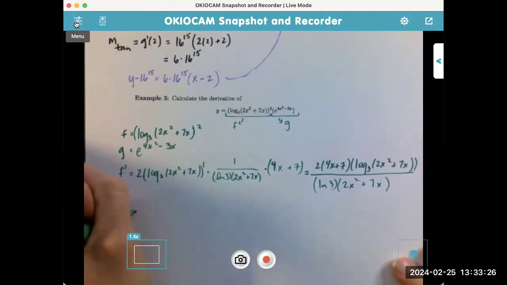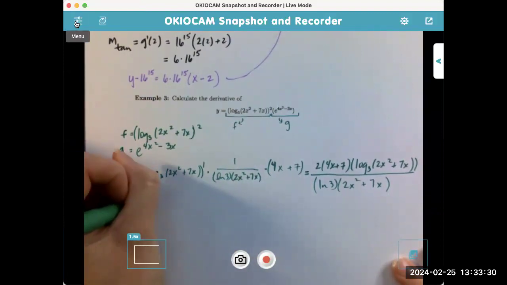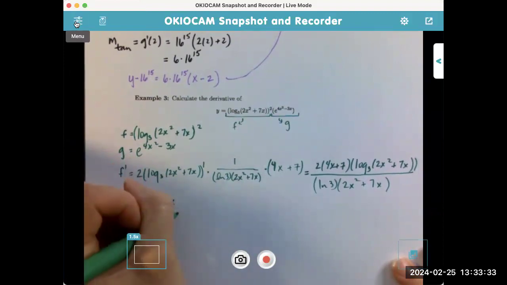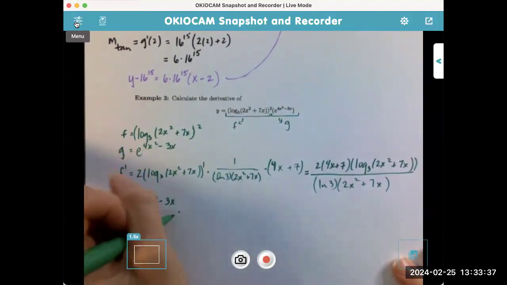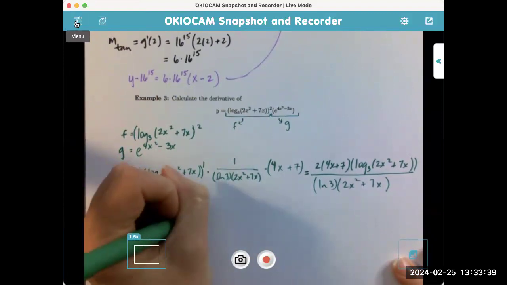And then e. Remember, e derivative is copy paste of itself. e raised to the 4x squared minus 3x. Now times the derivative of the power. So that is 8x minus 3.